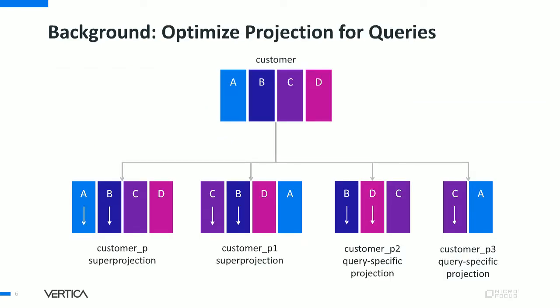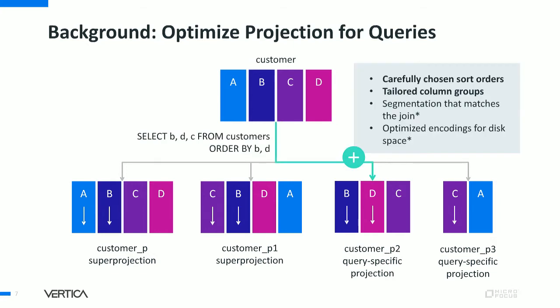A common practice in Vertica is to create multiple projections containing different sets of columns and sorted in different ways on the same table. When a query is sent to the server, the optimizer will pick the projection that can answer the query in the most efficient way. For example, let's say you have a query that selects columns B, D, C, and is sorted by B and D. The third projection will be ideal because the data is already sorted, so you can save the sorting cost while executing the query.